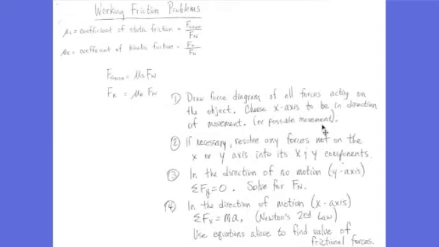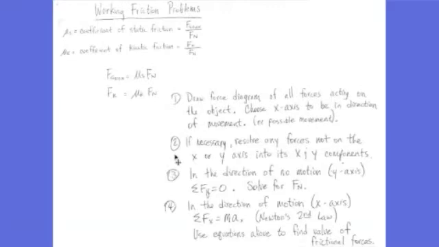And the reason for that is because if you look at step number 3 here, in the direction of no motion, that will be the y-axis. If we choose the x-axis to be motion, then the y-axis will have no motion, and the sum of the forces in the y will be equal to 0. After you draw your force diagram, second step, resolve any forces that aren't on the x and y axes into their x and y components.